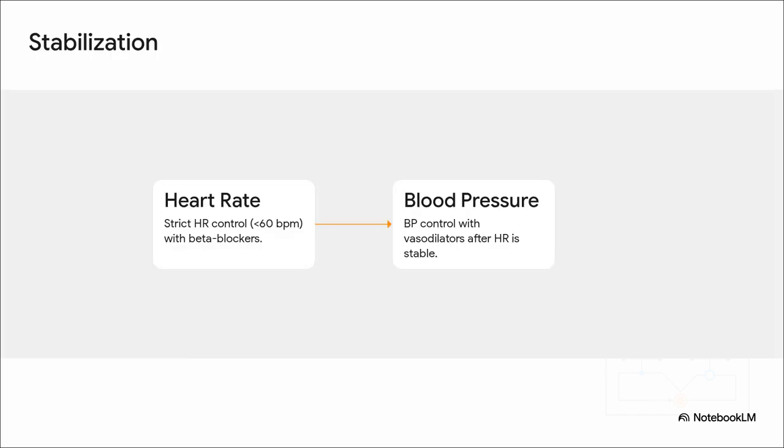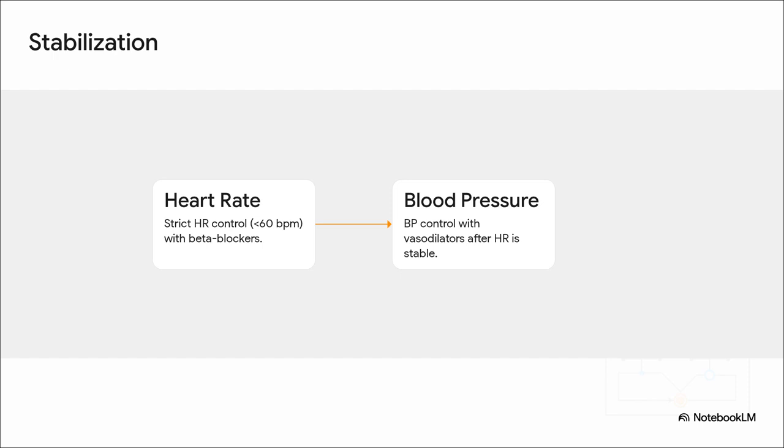Okay, let's talk medical stabilization. There is an absolute pharmacological sequence here, and the order is 100% non-negotiable. Step 1 is strict heart rate control. You're using a rapid-acting IV beta blocker, like an esmolol drip, aiming to drop that heart rate below 60 beats per minute. This cuts down the left ventricular shear stress.